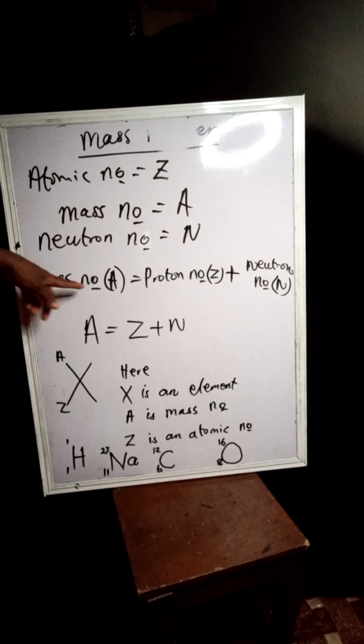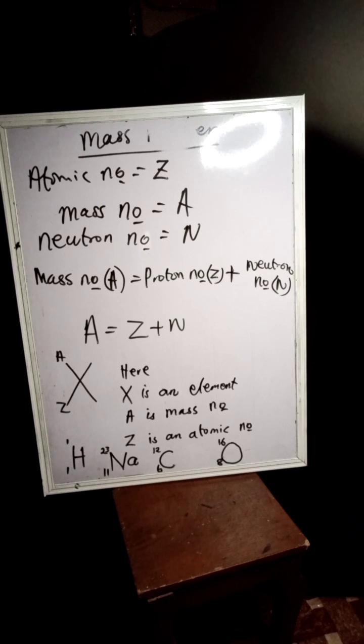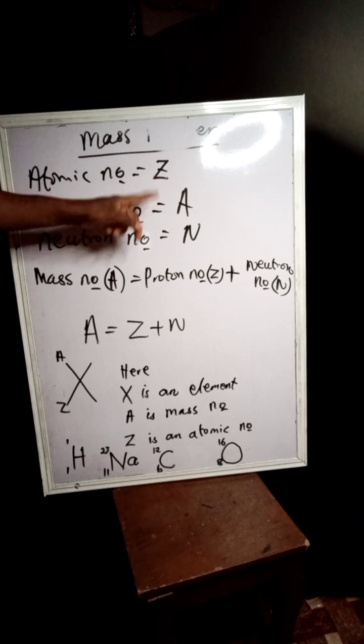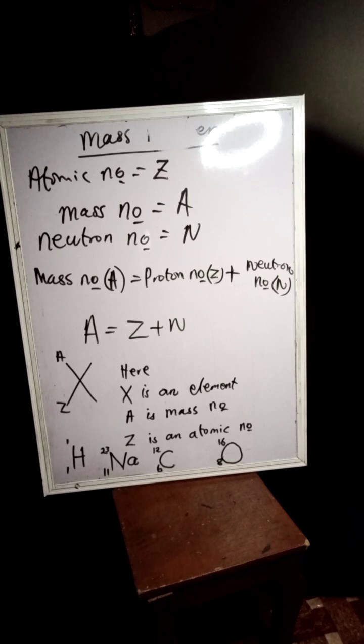Then it means that the mass number is equal to the proton number plus the neutron number. In other words, in short form, we can now write A is equal to Z plus N, or A is equal to N plus Z. They are the same thing. So you will be seeing an atom of an element represented in this form, or any other letter can be used. But what you should know is that this superscript here is the mass number, and this subscript here is the atomic number, which is equal to the proton number.